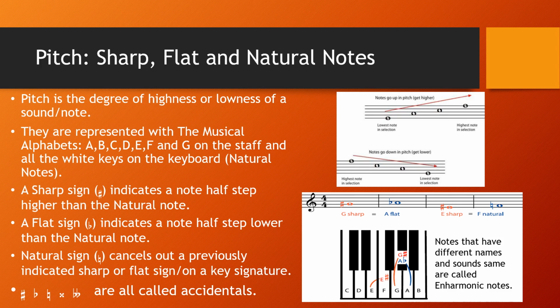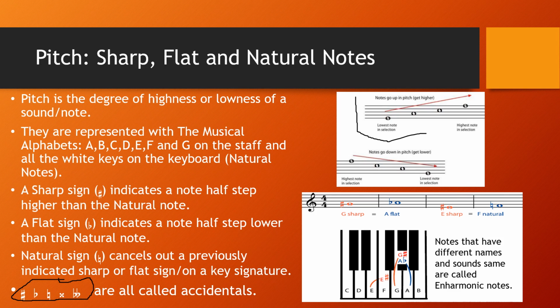A sharp sign indicates a note a half step higher than the natural note. A flat sign indicates a note a half step lower than the natural note. A natural sign cancels out a previously indicated sharp or flat, including one on a key signature. The symbols we have, a sharp, a flat, a natural, a double sharp, and a double flat, are all called accidentals.